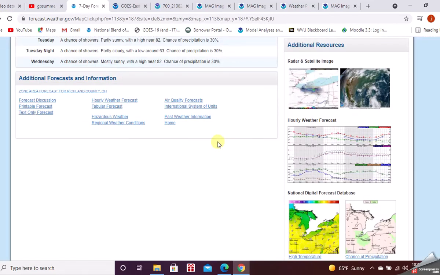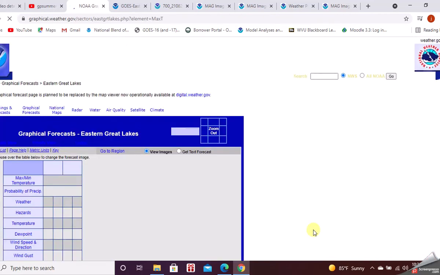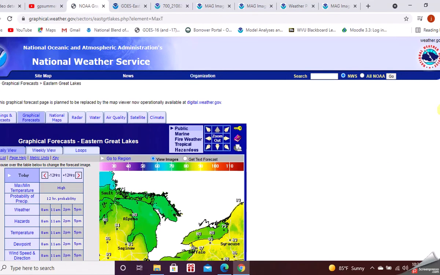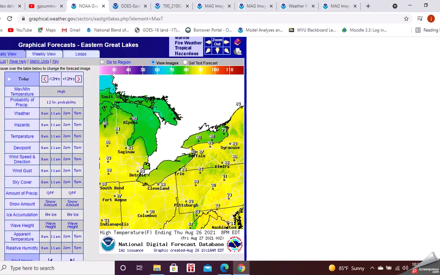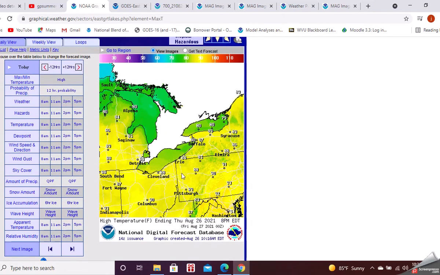So if I wanted to look at a gridded forecast, we can go back here, look at the map, and that would be a gridded forecast for your area. And you can see what the temperatures are doing across your area at different times, or probabilities of precipitation. So what is going on today? Let's just take a little peek at that a minute here.